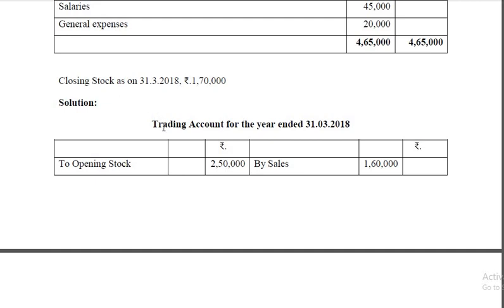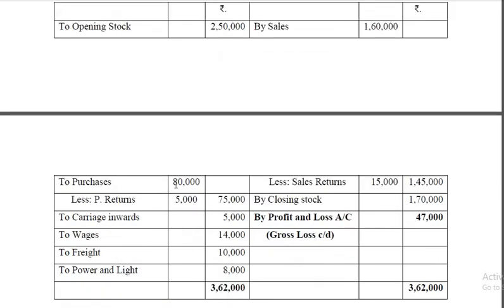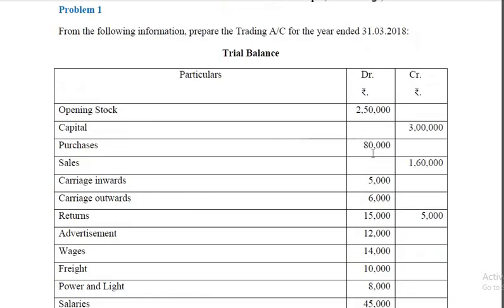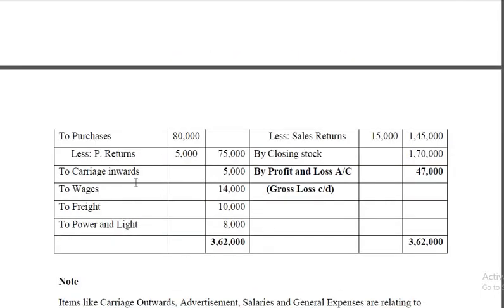So look at the trading account preparation: opening stock, then purchases less purchase returns. Remember, purchase is a debit balance and purchase returns is a credit balance. Don't confuse in the examination. Always purchase is a debit balance and purchase return is a credit balance, whereas sales is a credit balance and sales return is always a debit balance. This point you have to remember always.